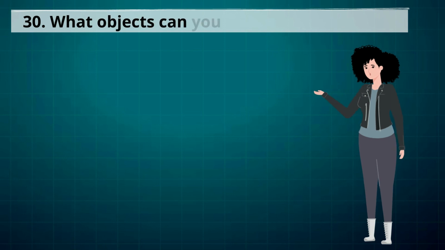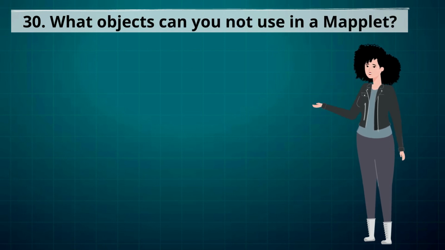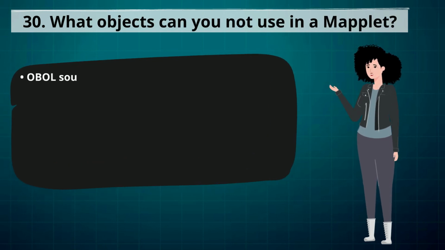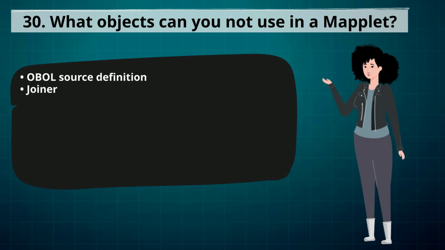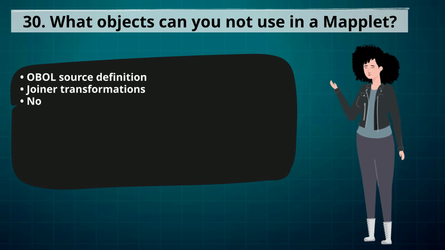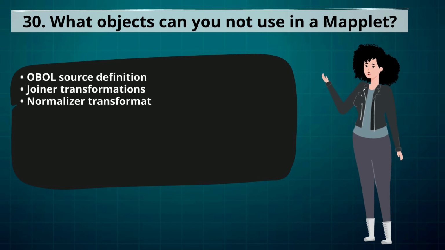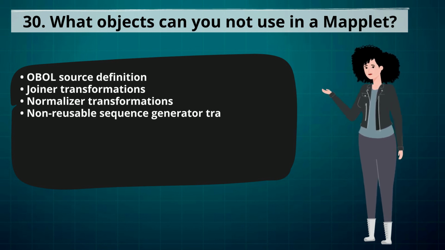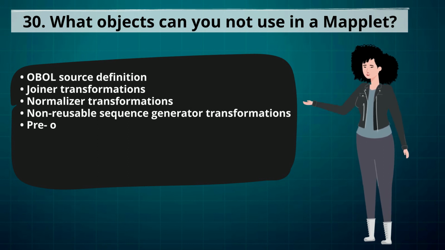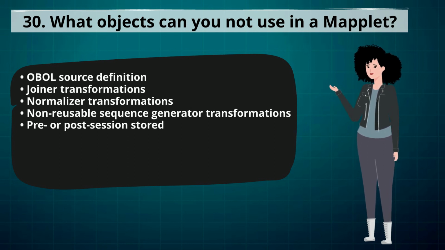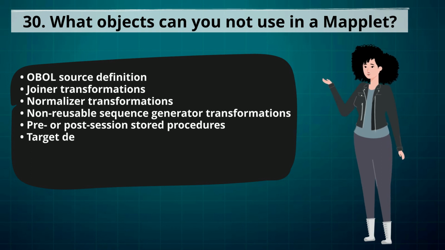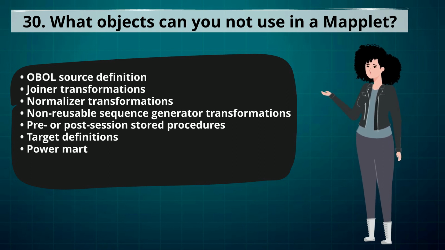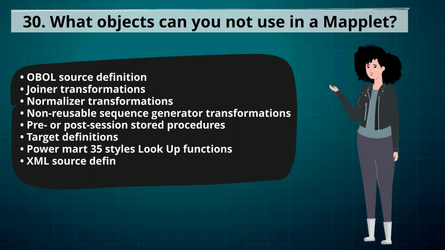30. What objects can you not use in a Mapplet? COBOL source definition. Joiner transformations. Normalizer transformations. Non-reusable sequence generator transformations. Pre- or post-session stored procedures. Target definitions. PowerMart 3.5 style lookup functions. XML source definitions. IBM MQ source definitions.